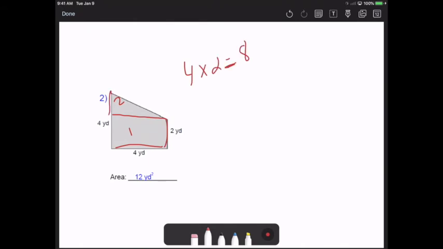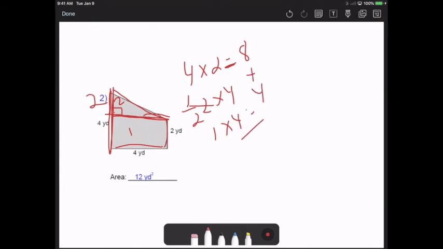And then over here for the triangle, so if this whole line is 4 and it says that this is 2, this has to be 2 here. So the base is 2 and the height's 4. So it's going to be 1/2 base is 2 times the height, which is 4. So take half of 2. Half of 2 is 1. 1 times 4 is 4. So when you add them up, you're going to get 12.